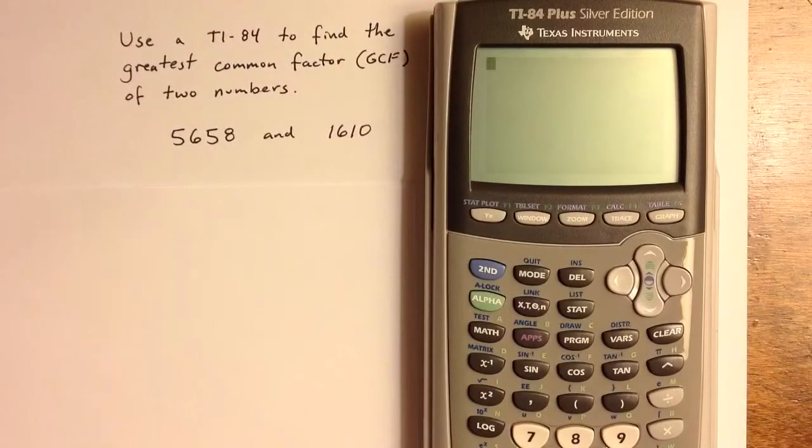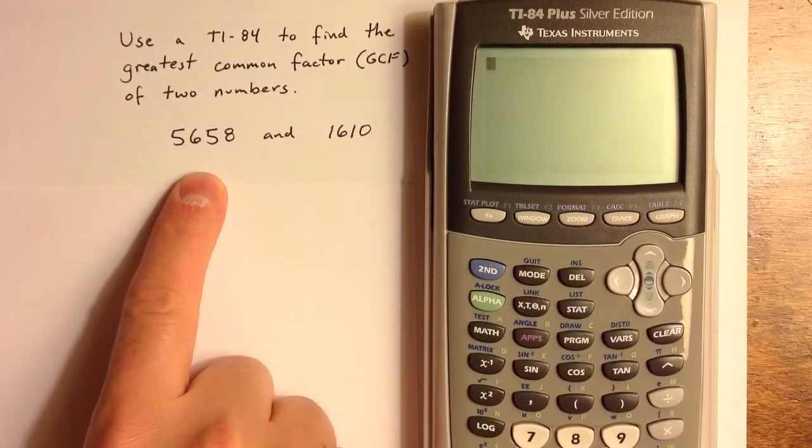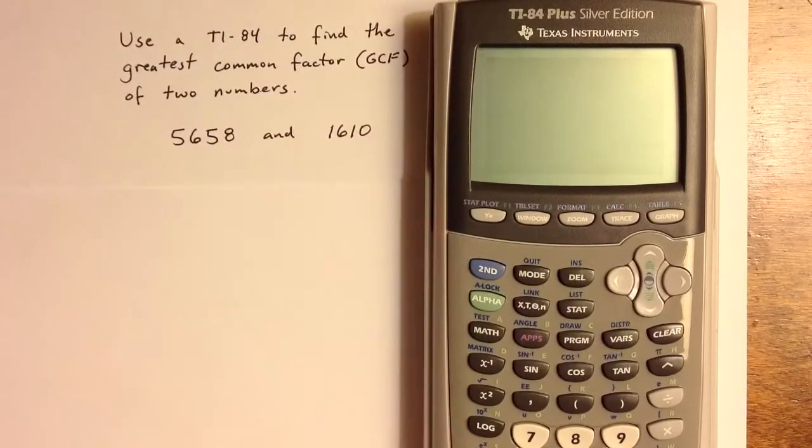Let's take a look at how we can use a TI-84 or a TI-83 graphing calculator to find the greatest common factor of two numbers. I'd like to find the greatest common factor of 5,658 and 1,610. I can enter those into the calculator as the numerator and denominator of a fraction.